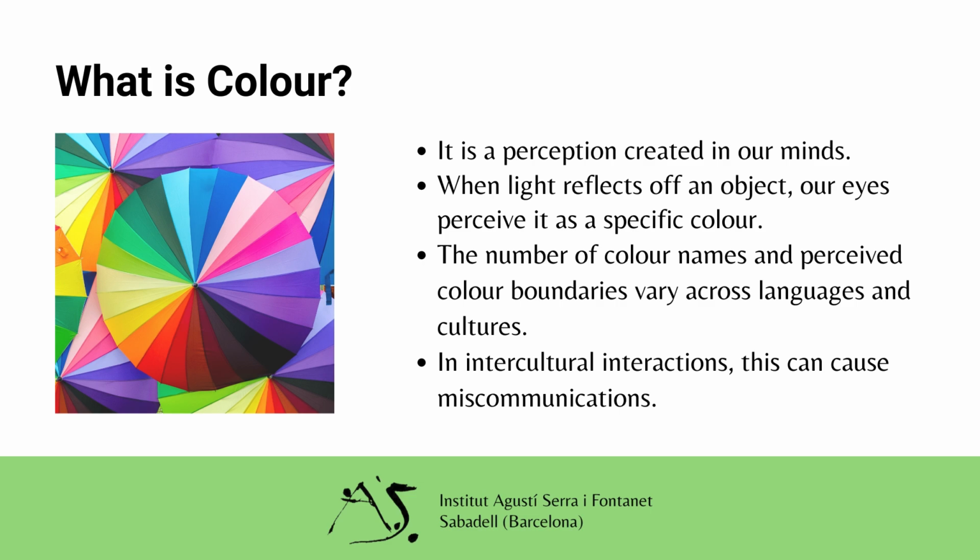We can see millions of colors, but we only have names for a small number of them. The number of color names and where the color boundaries are placed can change depending on the language and culture. For example, some cultures group both blue and green under a single word. In situations where people from different cultures meet, differences in how they see and name colors can sometimes cause mistakes, miscommunications.